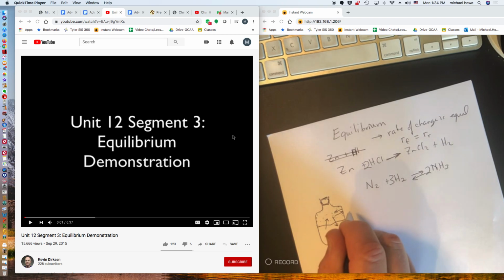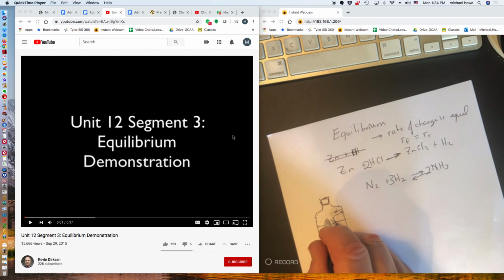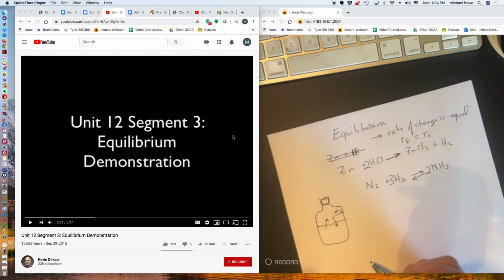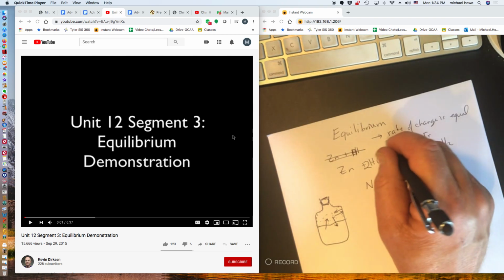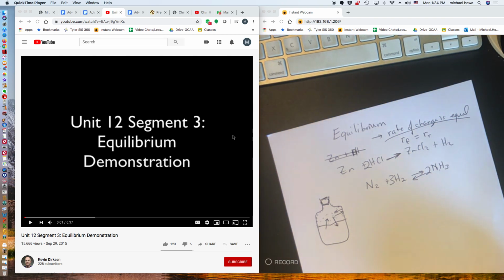It does not mean that the evaporation stops and condensation stops when you hit equilibrium. What it means is that the rate of evaporation is equal to the rate of condensation. And it doesn't have to be here, it can be on the sides, and that's why you see the water droplets on the sides of the bottle. All right, so what's equilibrium mean? It means rate of change is equal.